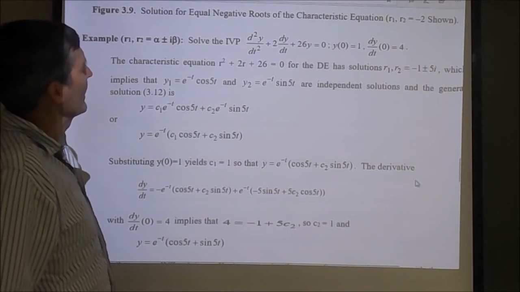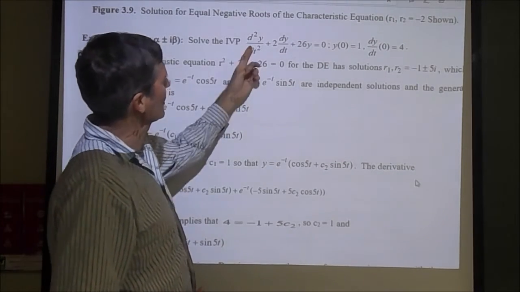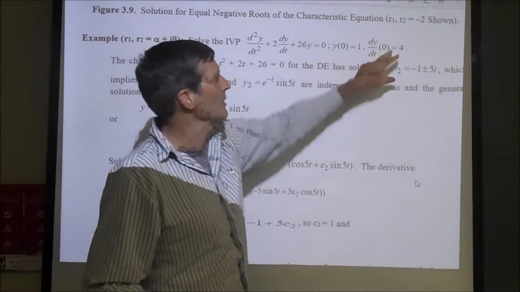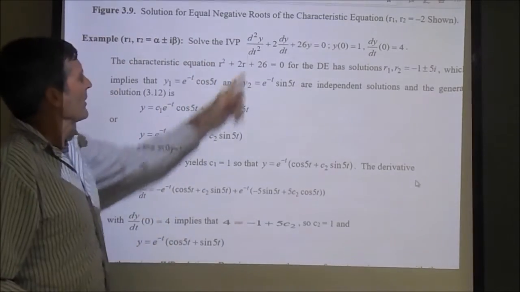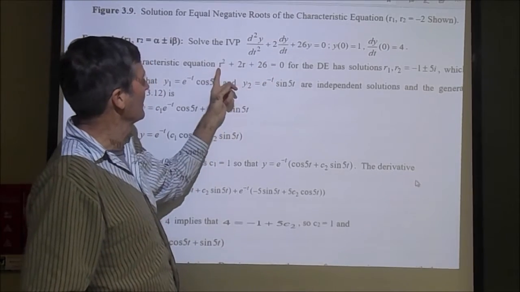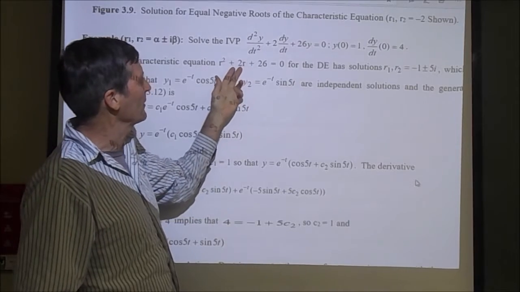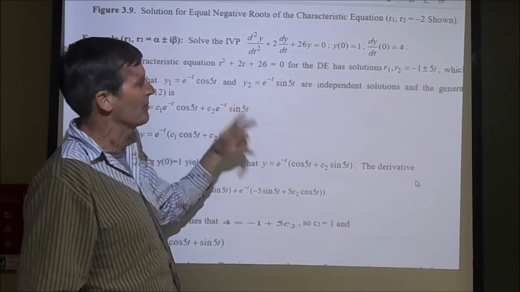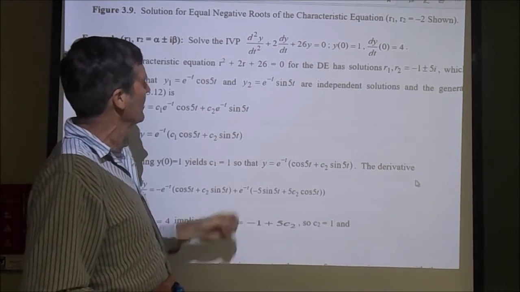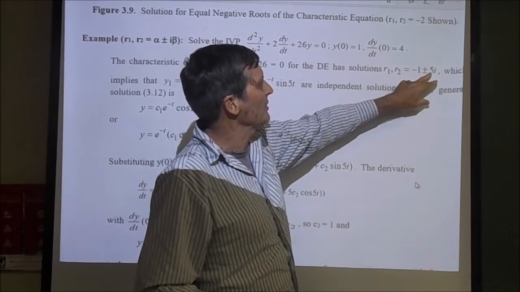Finally, the other case, suppose you get complex conjugate solutions. Here's one, y double prime plus 2y prime plus 26y equals 0, together with these initial conditions. The characteristic equation is 1r squared plus 2r plus 26 times 1 equals 0. Now, this one doesn't factor using real numbers, right? If you take b squared minus 4ac, you'll see that the discriminant is negative. You know immediately it doesn't factor. But if you apply the quadratic formula, you'll get these two solutions, minus 1 plus or minus 5i.